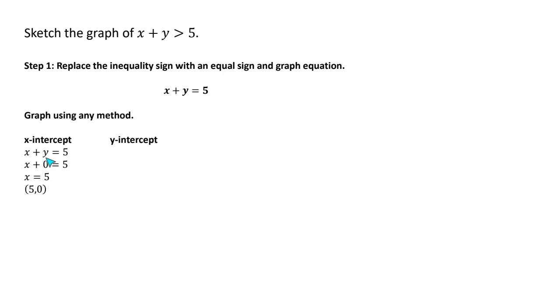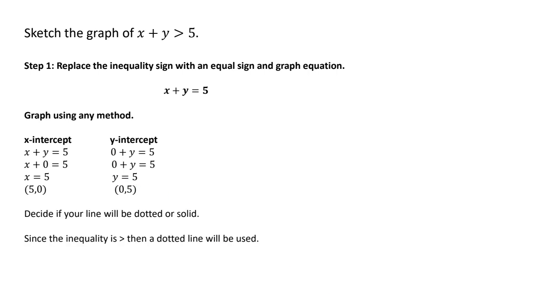For the x-intercept, this is when we let y equal 0. So if y is replaced with 0, we get x plus 0 equals 5, and so x is going to be 5. Our ordered pair here would be (5, 0). Then for the y-intercept, we're going to let x equal 0, and so we end up with y equal to 5.